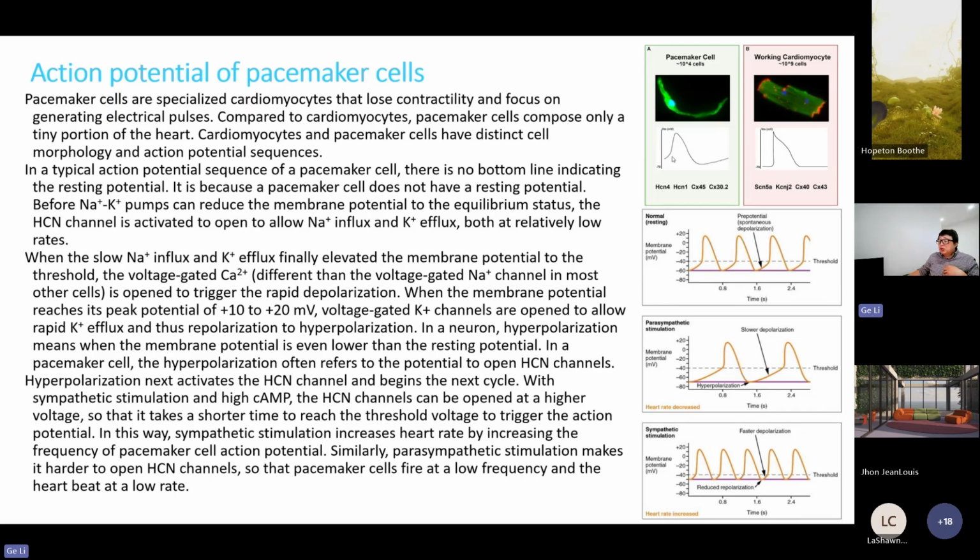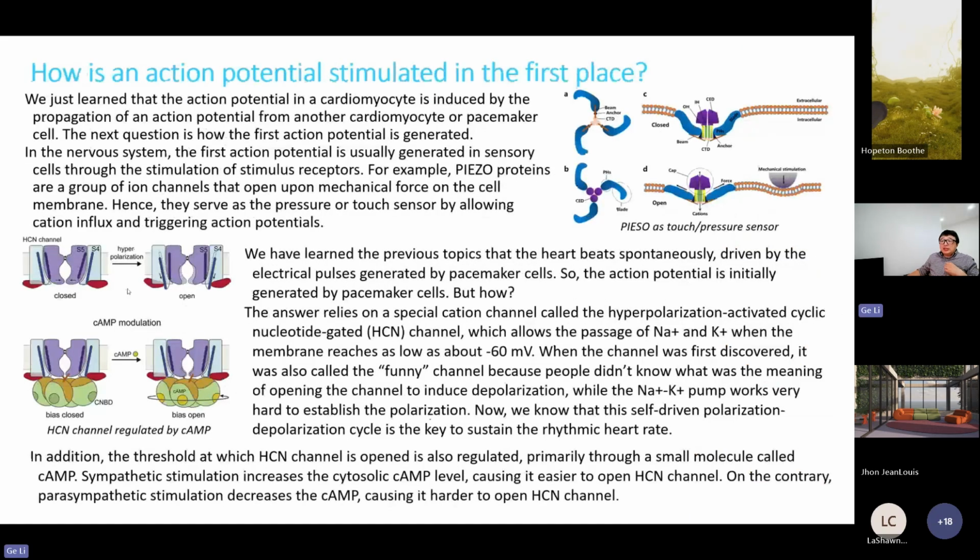Why so? Because here you have the action potential of the pacemaker cells. Let's say for some reason it depolarizes and repolarizes, and then it goes further negative, reaching a certain point right here, and it does not stay there. Something happens at a certain point that makes the membrane potential of the pacemaker cells go up again. What happened here? That's a key thing.